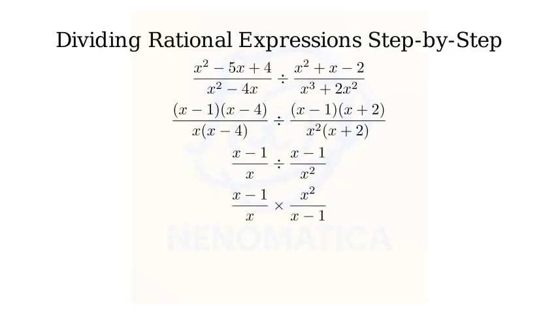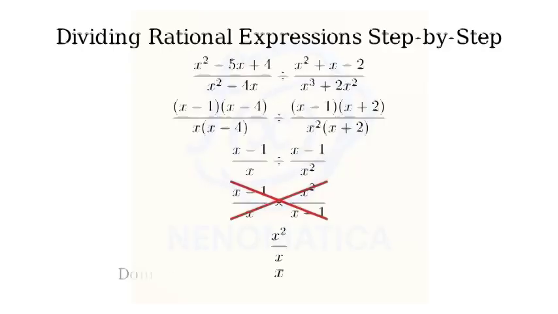Step 4. Cancel common factors across the multiplication. Step 5. Simplify the remaining expression. Finally, we will note domain restrictions for the original expression.